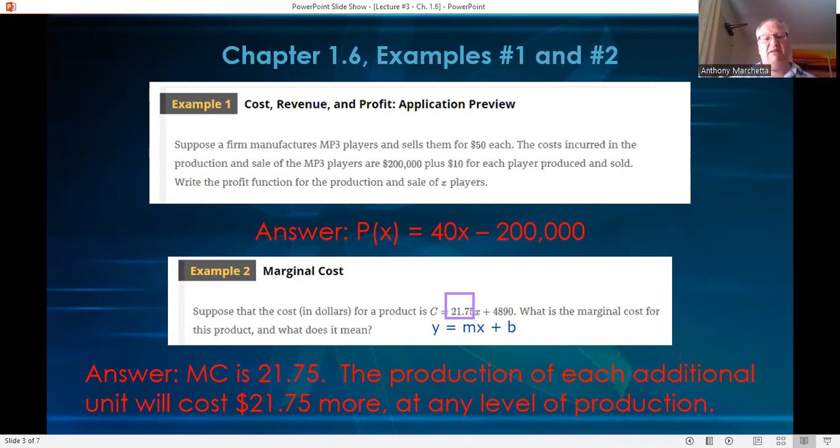So there's a general statement in business we like to use. The concept of the margin is the idea of how much it would cost, or how much profit you would make, or how much revenue you would earn if you made only one more item, or sold only one more item, or were able to make profit off of only one more item. So look at the sentence here and let's try to remember this idea. The production of each additional unit will cost $21.75 more at any level of production, whether you've made 100, 1,000, or 100,000 of these widgets, or MP3 players in this situation. Okay, I hope that makes sense, friends.